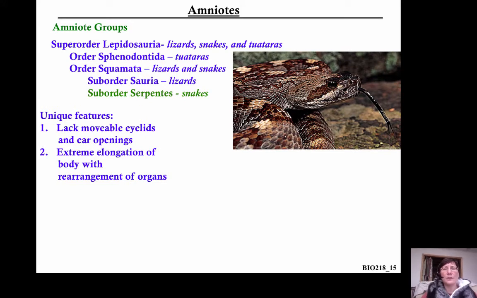The suborder Serpentes, the snakes, are distinguished from lizards by having a lack of movable eyelids and a lack of ear openings that are visible to the outside. They're quite famous for their extreme elongation of their body and the rearrangement of organs within them.